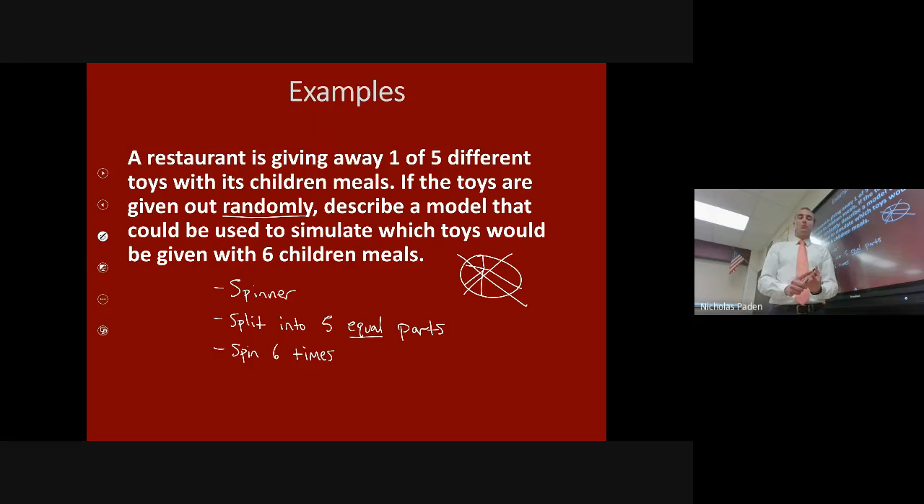A spinner, 5 equal parts, random number generator, 1 through 5, or marbles in a bag, each marble is a different color. But we use a spinner for that, and that's how we would explain. You need to make sure you are as specific as possible, so that way there are no questions as to how you would do this simulation.